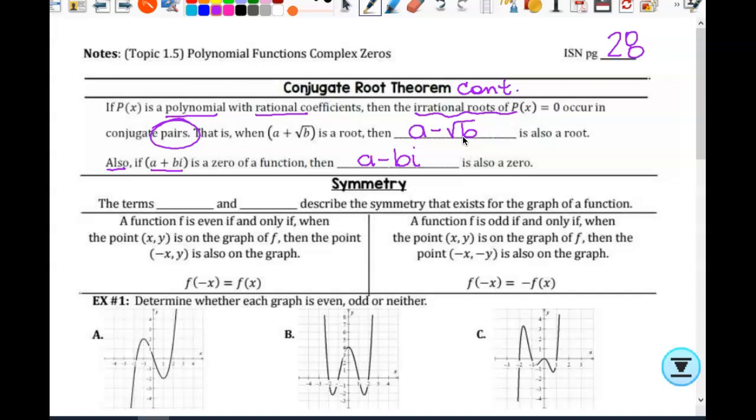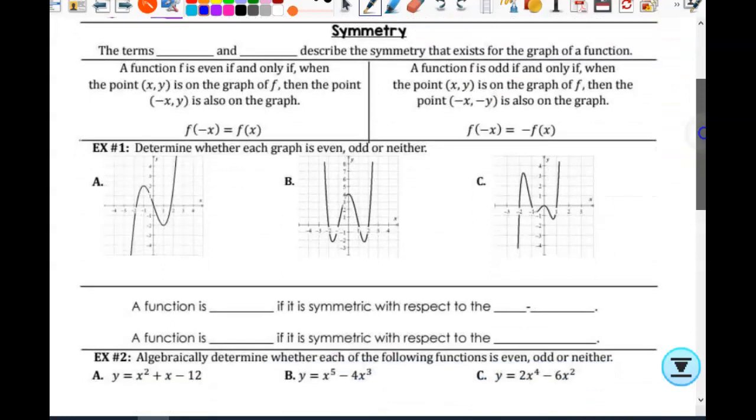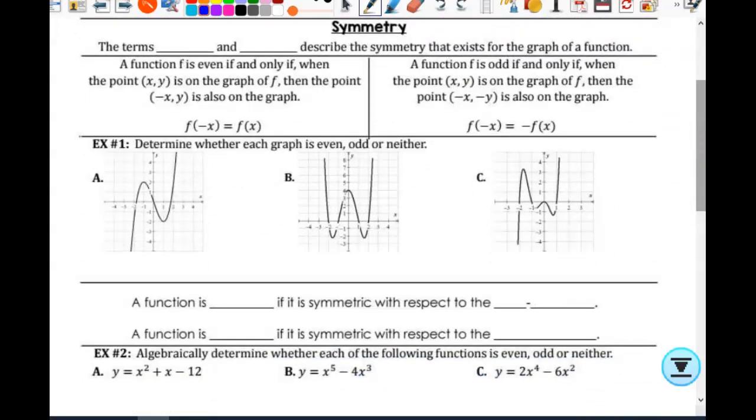All right, so now let's talk about symmetry. Symmetry is part of Algebra 2, okay? At least pre-AP Algebra 2, I know it's definitely part of it. We talk about even and odd functions. So the terms even and odd describe the symmetry that exists for the graph of the function. Now, an even and odd degree is different than an even and odd function, okay?